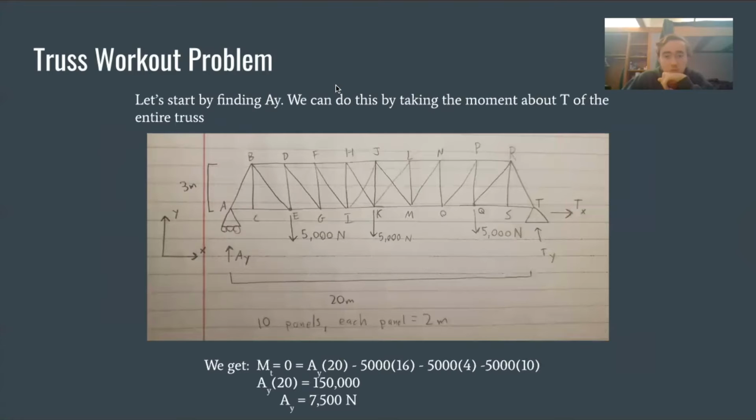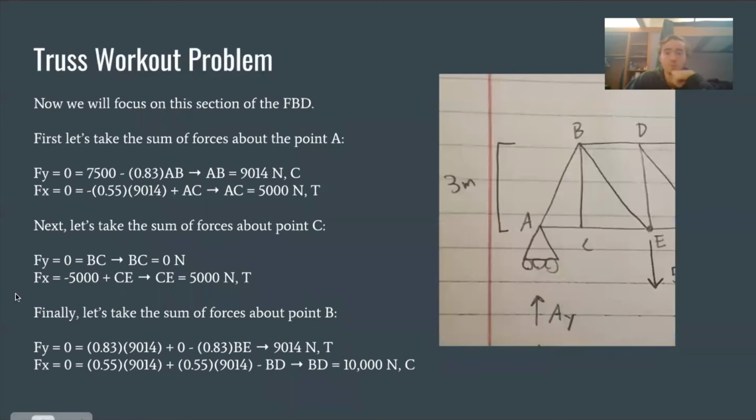So the first step to solving the truss is to figure out AY, TY, and TX. For this, we're just going to take the whole truss, and to get AY, I took the moment about T and set that equal to 0, and that let us solve for AY. And since this truss is symmetrical, we know that AY will be equal to TY.